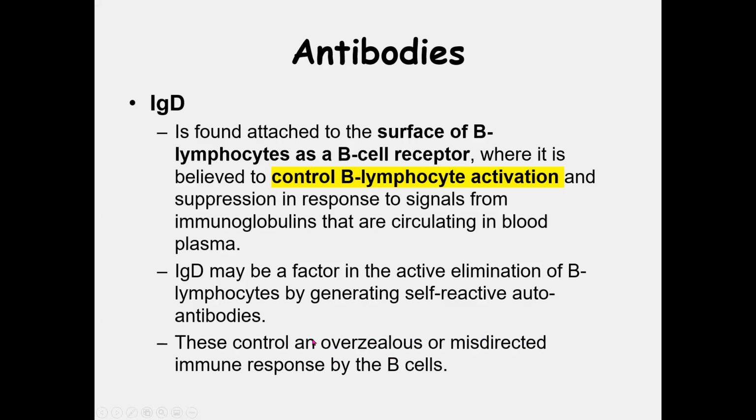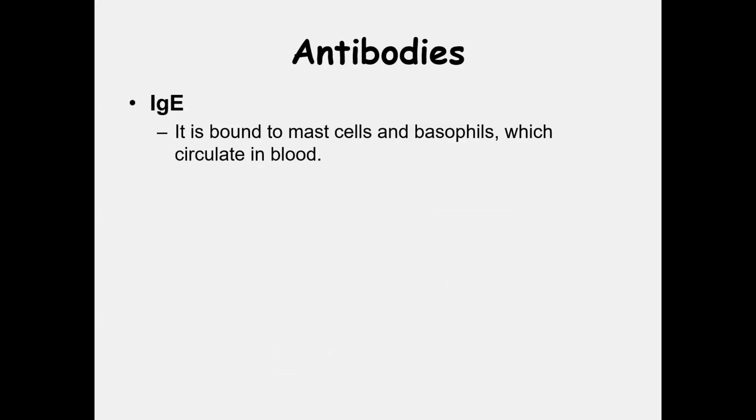Now these control, that's right, sometimes the immune response goes crazy and produces far more antibodies than there should be, and too many B lymphocytes. So these control them, this IgD. Just reduce the numbers. So the IgE is found on mast cells in the skin, and basophils, which are another type of white blood cell.